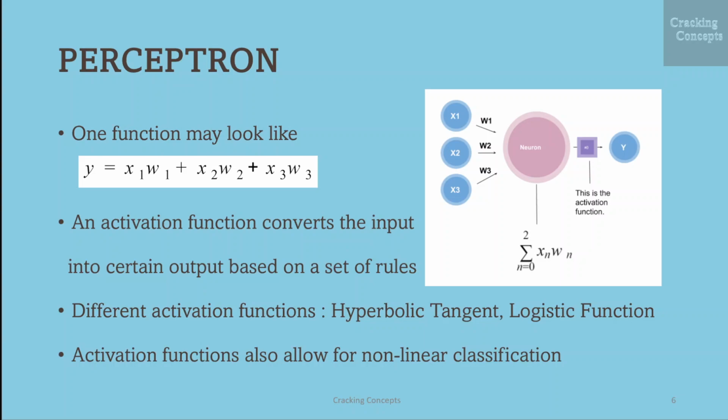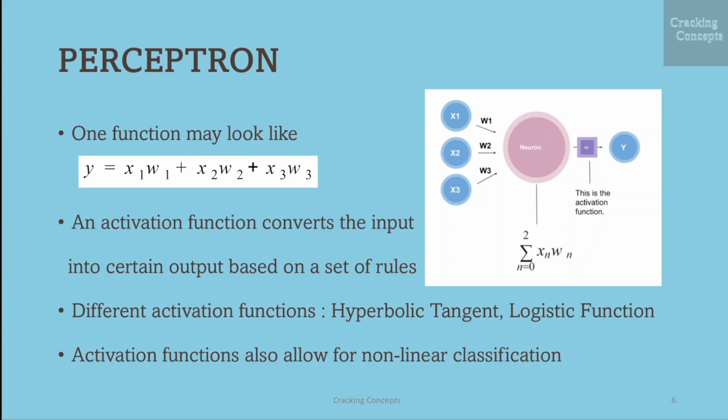So one function may look like y is equal to x1 w1 plus x2 w2 plus x3 w3. This function is called the weighted sum because it is the sum of weights and inputs. It looks like a good function, but what if we wanted the outputs to fall into a certain range like 0 to 1? Now for this, we'll do something known as the activation function. An activation function is a function that converts the given input, which is the weighted sum, into a certain output based on a set of rules.